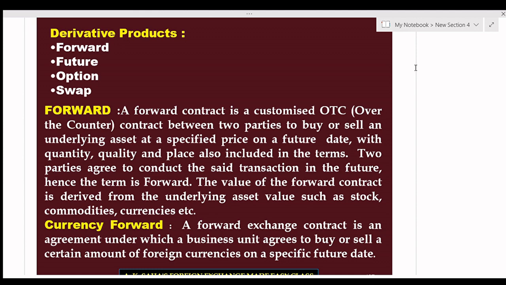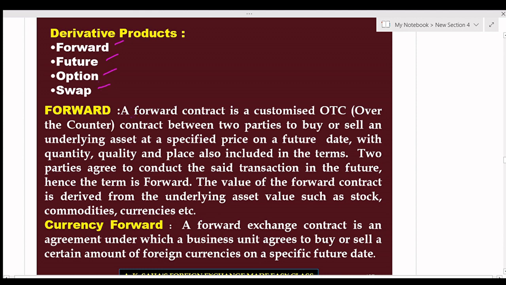Today is the 8th session. Last day I discussed currency risks, derivatives and underlying asset. Today I will discuss derivative products and it will be continued. Coming to derivative products: derivative products are forward, future, option, swap.